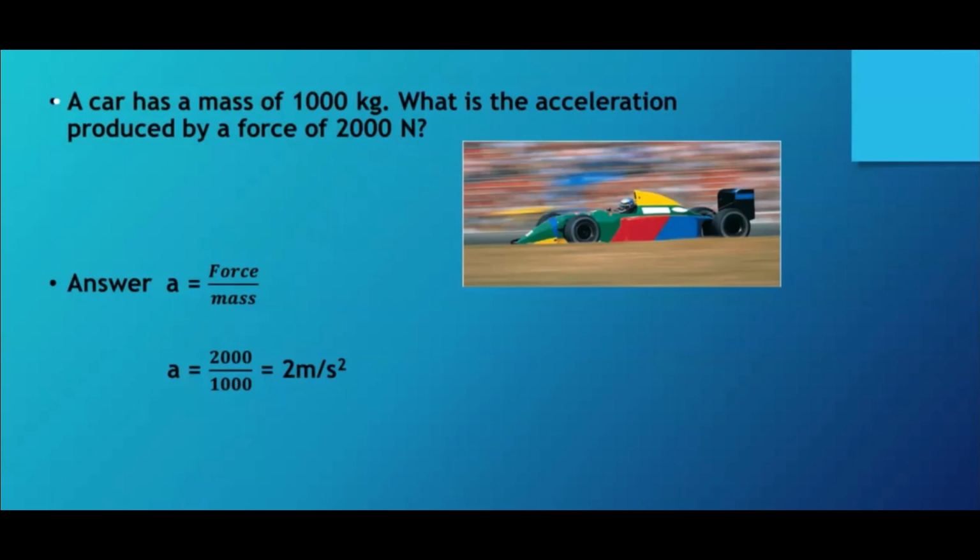So the next problem: a car has a mass of 1,000 kilograms. What is the acceleration produced by a force of 2,000 newtons? In this problem, you are given newtons, which is the force, and you are given kilograms, which is the mass. So you have to solve for acceleration. Acceleration we know is force divided by mass, and 2,000 divided by 1,000 will give you 2 meters per second squared, and that's your acceleration.